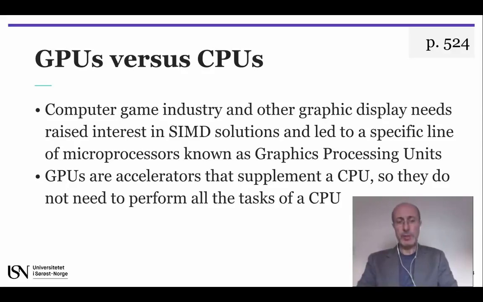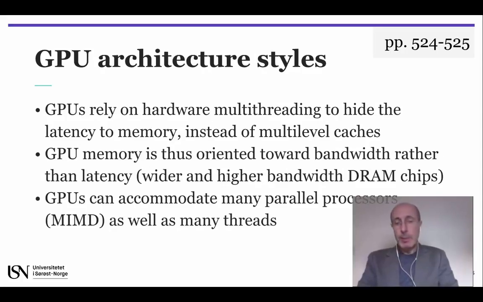The original justification for adding SIMD instructions to existing architectures was that an increasing fraction of processing time was used for graphics. As the graphics processors increased in power, they became known as graphics processing units or GPUs to distinguish them from CPUs. This also means that GPUs do not need to be able to perform all the tasks of a CPU, since they are used as accelerators that supplement a CPU. GPUs, therefore, have specific styles of architecture.